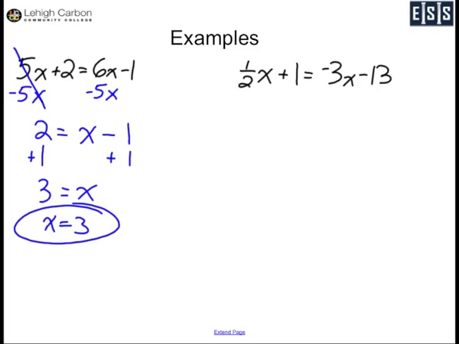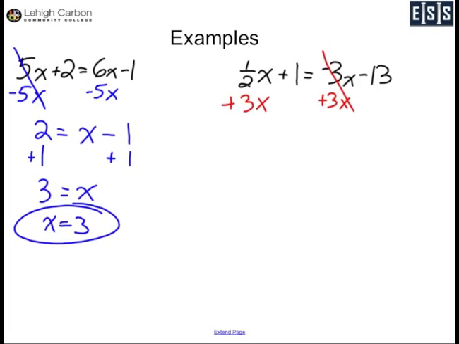One half x plus 1 equals negative 3x minus 13. No grouping symbols, no like terms on the same side of the equal sign. I do have x's on both sides. I'm going to add 3x to both sides, that way I can get rid of that pesky negative sign. I could move the 1/2 to the other side, but then I'd have a negative answer.